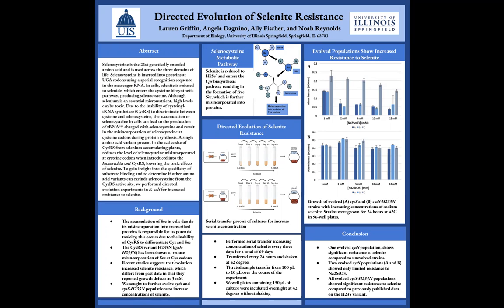Selenium is an essential micronutrient, but is toxic to cells at even a relatively small amount. The mechanism of toxicity is through the misincorporation of selenocysteine at cysteine codons due to the inability of the cysteinyl tRNA synthetase to adequately discriminate between the cysteine and selenocysteine amino acids. We work to perform directed evolution experiments in E. coli for increased resistance to selenite.